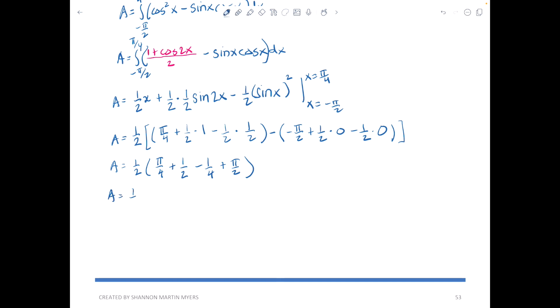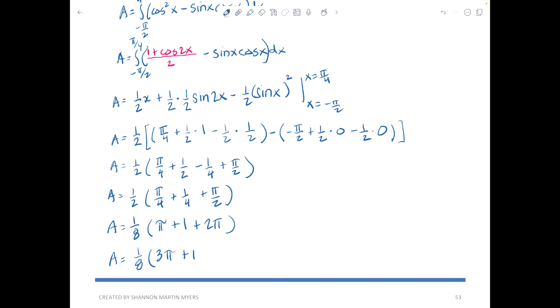Area will be 1/2 pi over 4 plus 1/4 plus pi over 2. If I bring out a 4 in the denominator, I'll have 1/8 times pi plus 1 plus 2 pi. So our area will be 1/8 times 3 pi plus 1 units squared.